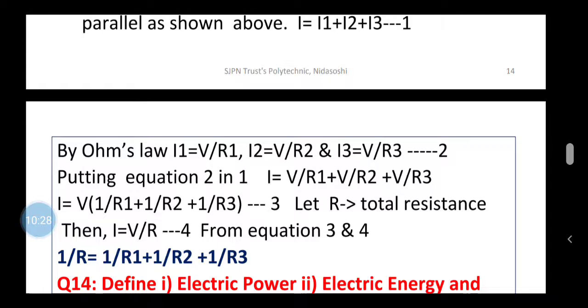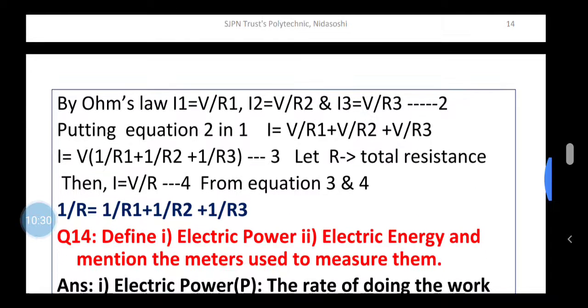Substituting equation 2 in equation 1, we get I is equal to V by R1 plus V by R2 plus V by R3. Or you take V as common, then I is equal to V into (1 by R1 plus 1 by R2 plus 1 by R3). Consider this as equation number 3.